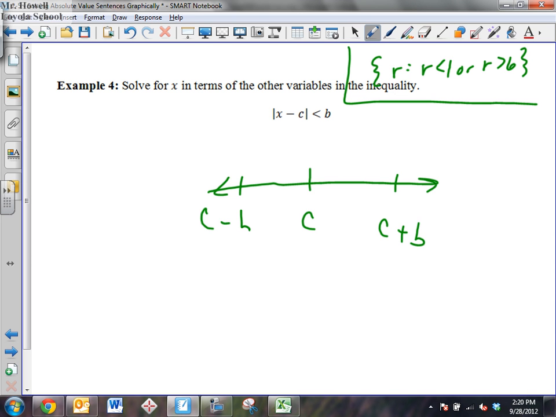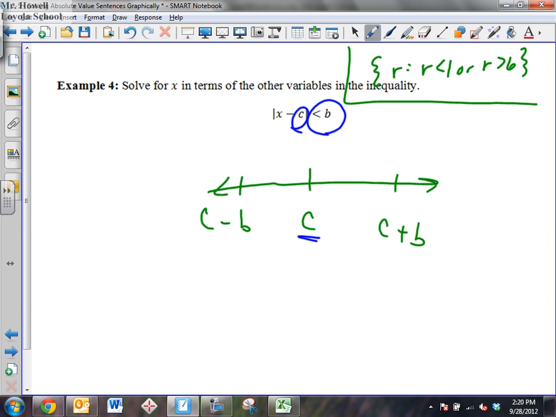Answer? Well, take a look. Your starting point is C. Your deviation is B. So you start at C. If you want to go to the right by B units, you take whatever C is and you add the quantity B to it. If you want to go to the left by B units, you take whatever C is and subtract B from it.